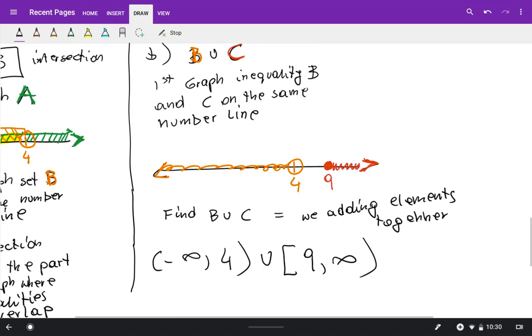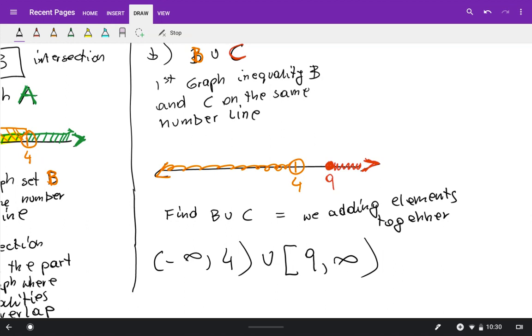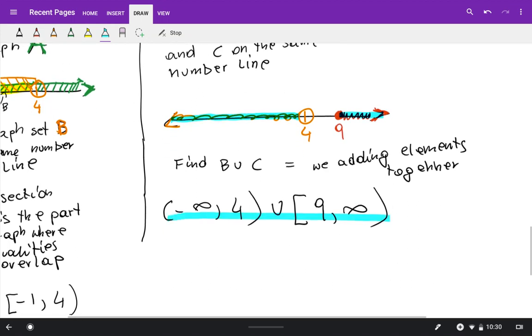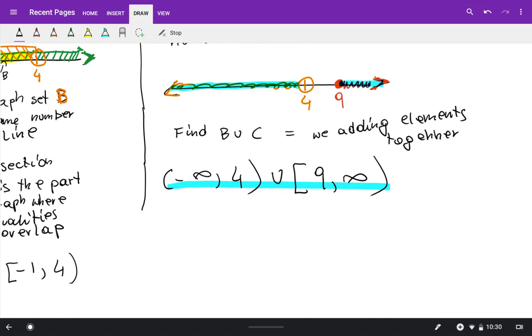So unions, we're adding 2 elements together. So all the elements from set B plus, which union stands for plus, all the elements from set C. So this is our union. Okay, so that's union.